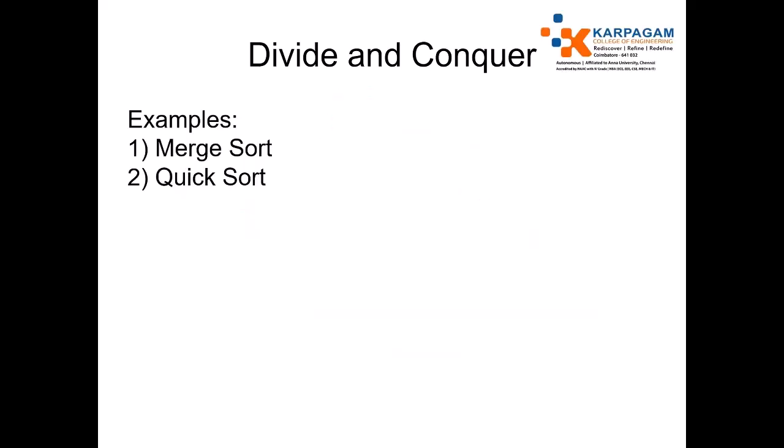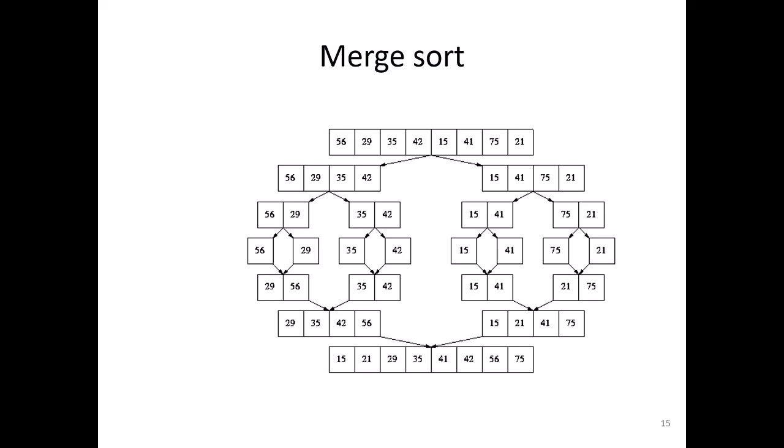There are two examples which make use of the divide and conquer strategy. One is mergesort, another one is quicksort. Let's start with the mergesort algorithm. This is a simple illustration of mergesort.